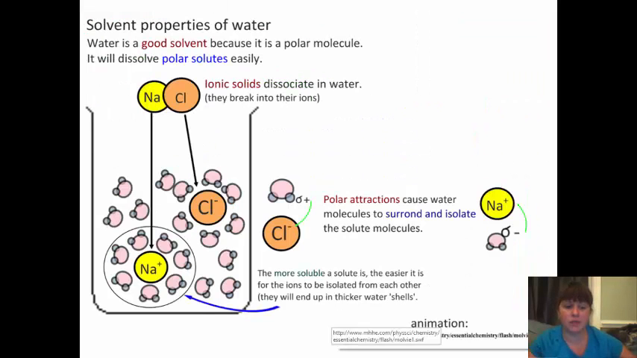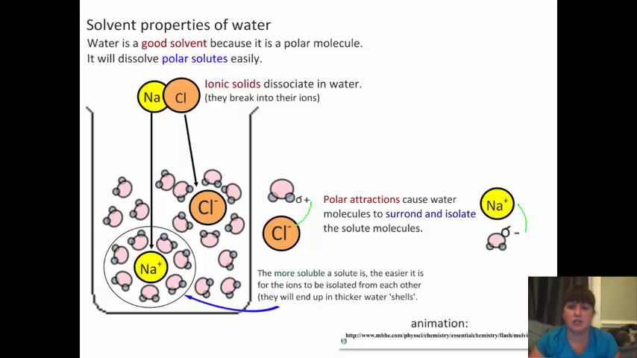All right, another property of water is the solvent property of water. Water is a good solvent because it's a polar molecule. It will dissolve polar solutes easily. You have an ionic solid, such as sodium chloride or salt, and that's going to dissociate in water. When it dissociates in water, the bonds break and you get sodium ions and chloride ions.